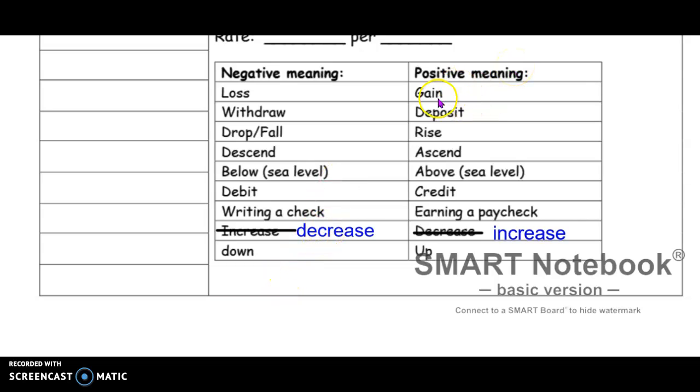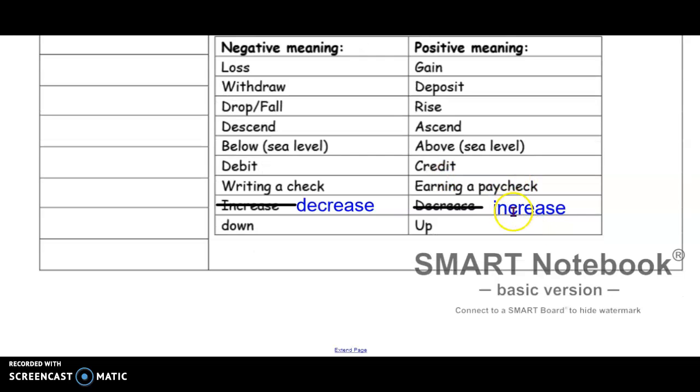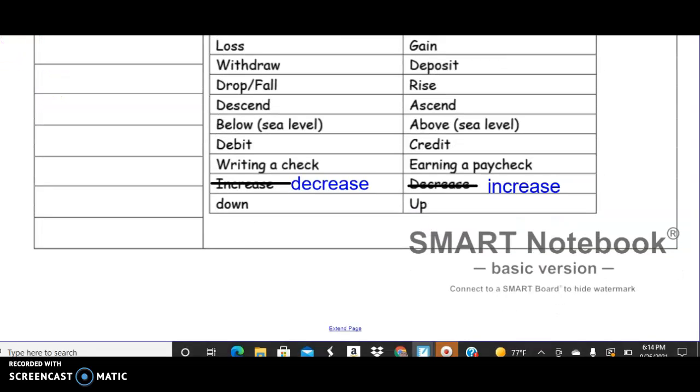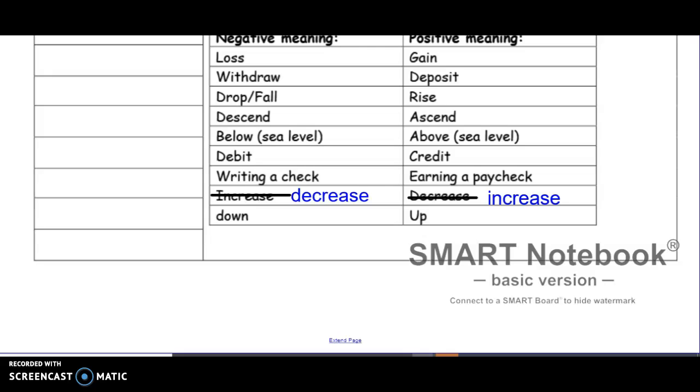So positives would be gain, deposit, rise, ascend. So ascend is the opposite of descend. If a plane is taking off and going up into the sky, it's ascending. Above sea level, a credit is like money added in or earned, earning a paycheck. Increase and up. So those are just some words to kind of start us off, and then from here we will also look at what they look like in a context.